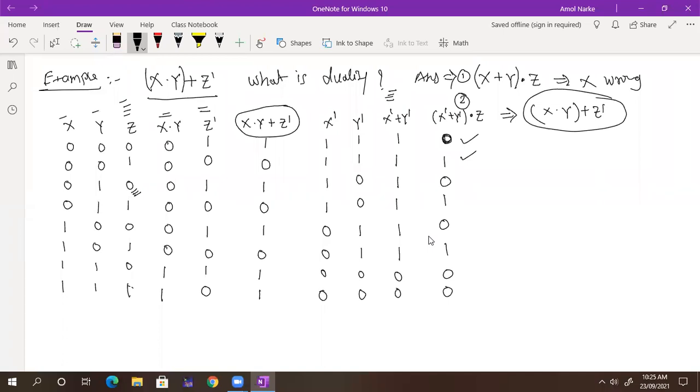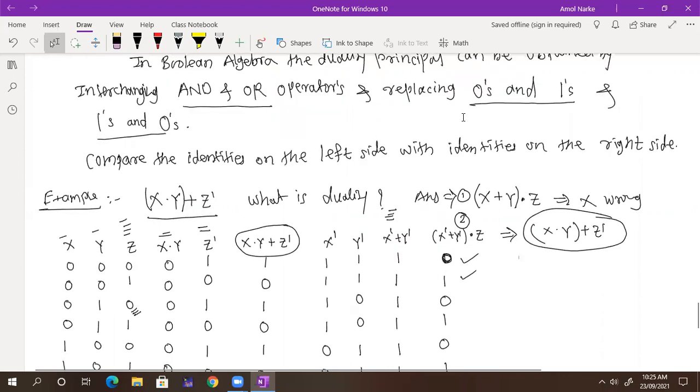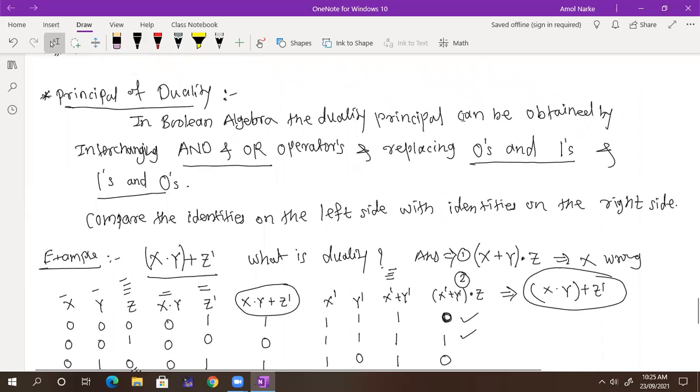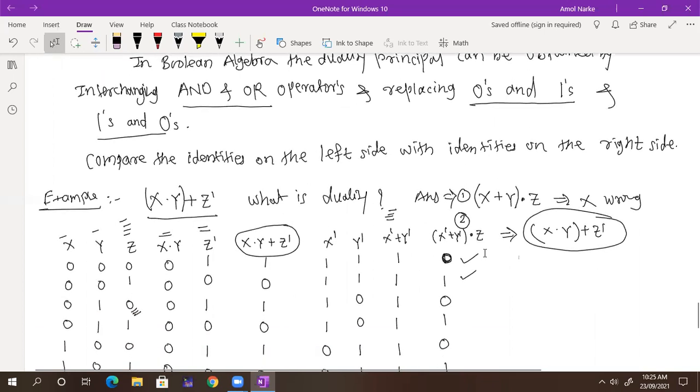Okay, we will think on that. My question is, you also think in that way. What happened when this is the duality statement? That is the correct one. Can you scroll a little bit for the definition? The definition: in Boolean algebra, the duality principle can be obtained by interchanging AND and OR operators and replacing zeros with ones and ones with zeros. So the second statement should be right now with that logic.